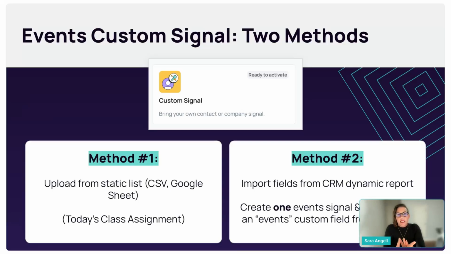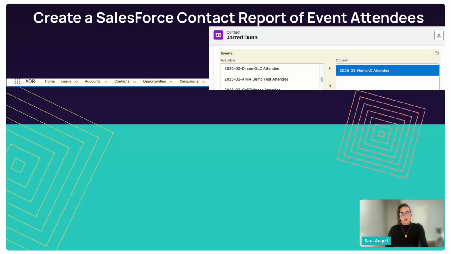Custom signals can be really anything from content downloads, event registrations, product usage. Custom signal is how you can pull in any data that you are tracking in your CRM that's meaningful to you. There are two different methods for importing a custom signal. The first is a CSV file, and the second is to import actual fields from your CRM. Today, we're going to walk through method number 2, and we'll start by importing a Salesforce report.